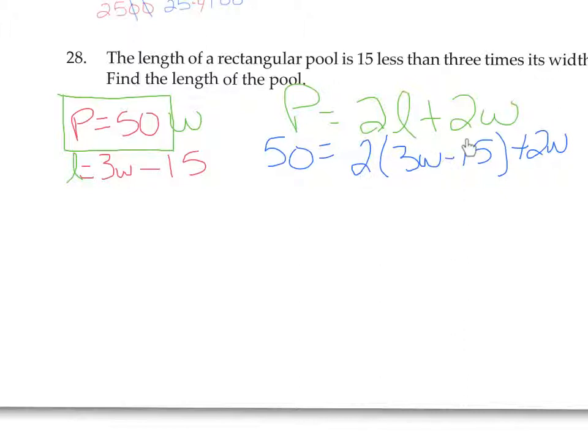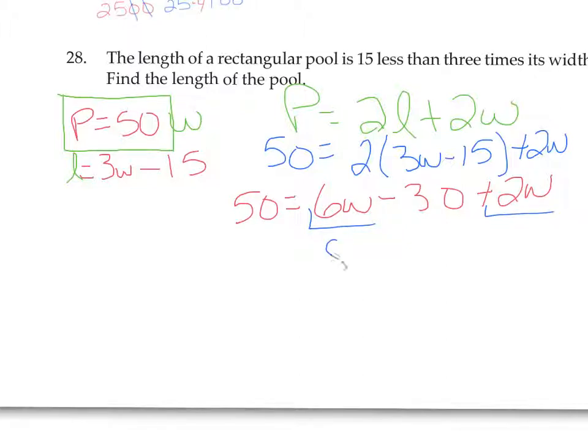So we're going to start by distributing, combining like terms, and then isolate the W. So what do we have? 50 equals 2 times 3W, 6W. 2 times negative 15, negative 30. Then we have plus 2W on the end. We have some like terms here. We have a 6W and a 2W. That makes 8W. We still have a minus 30.